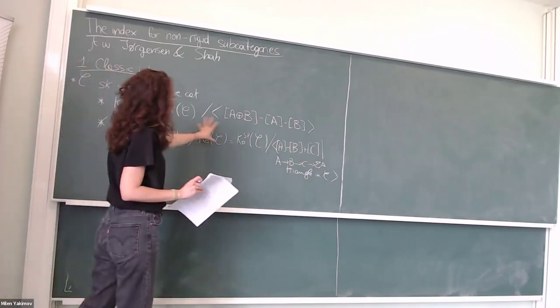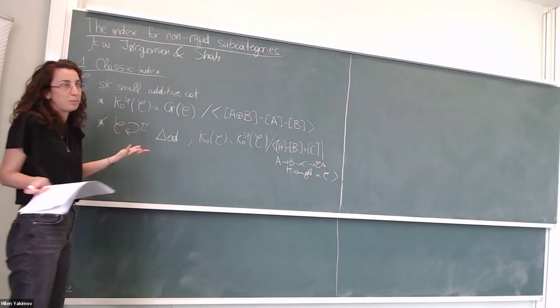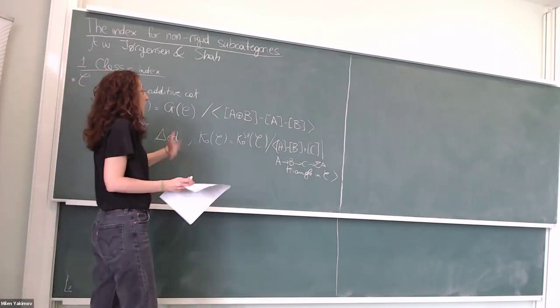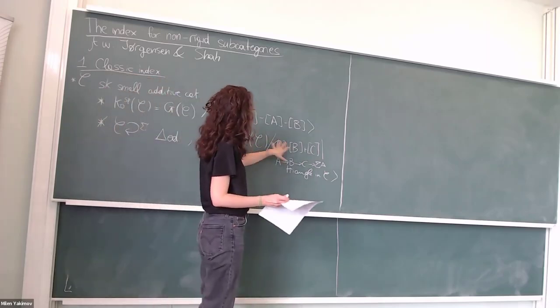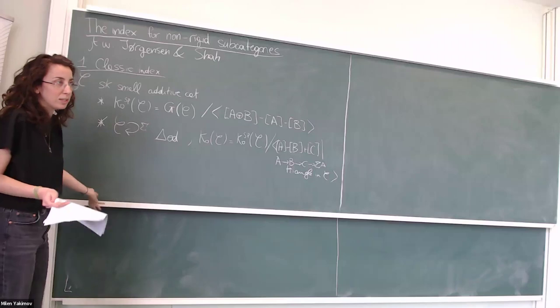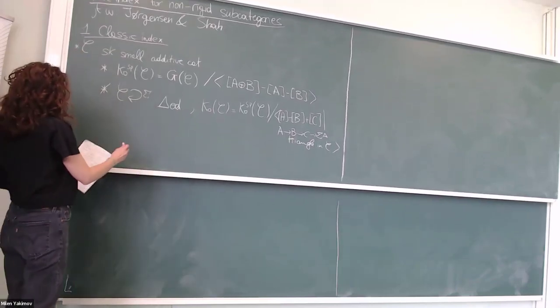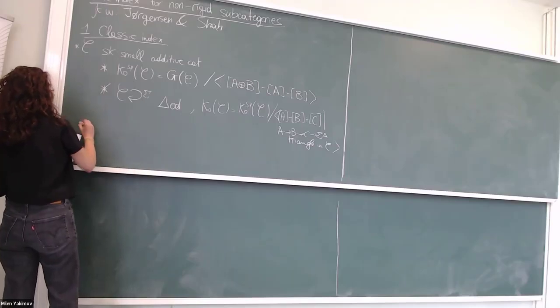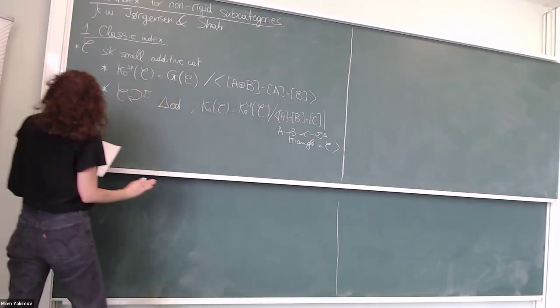And you can also define the Grothendieck group with respect to an exact category, or if you want an abelian one. An exact category comes with some class of short exact sequences, and here you would put the same relation, but instead of using triangles, you would use the short exact sequences in your exact or abelian category. So the index will always be some element in some Grothendieck group.